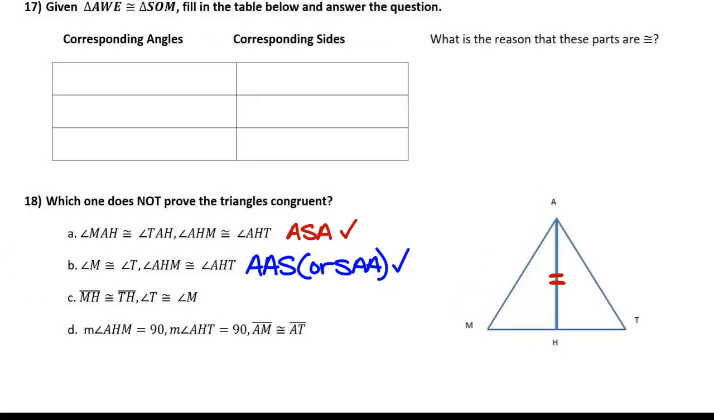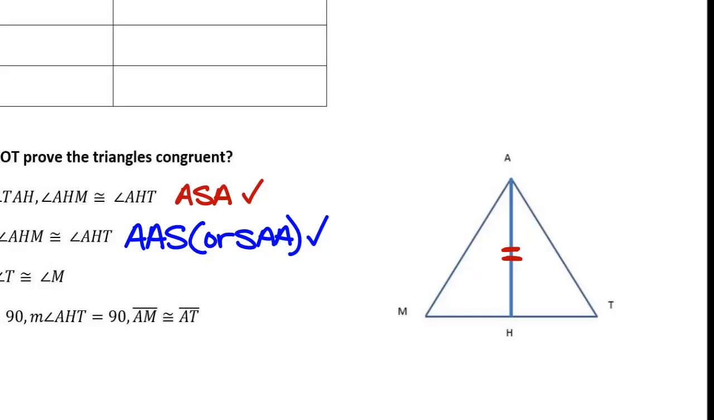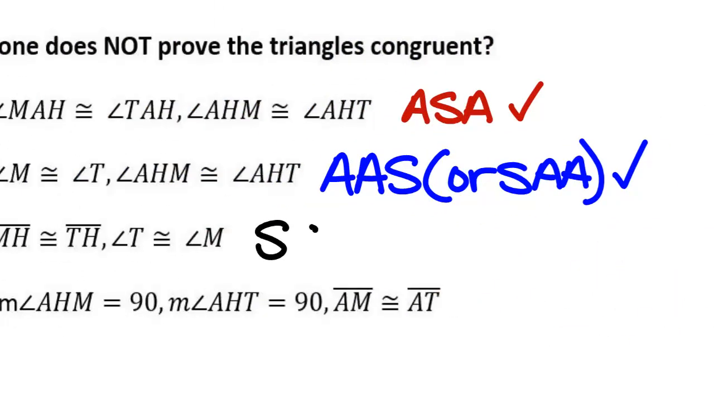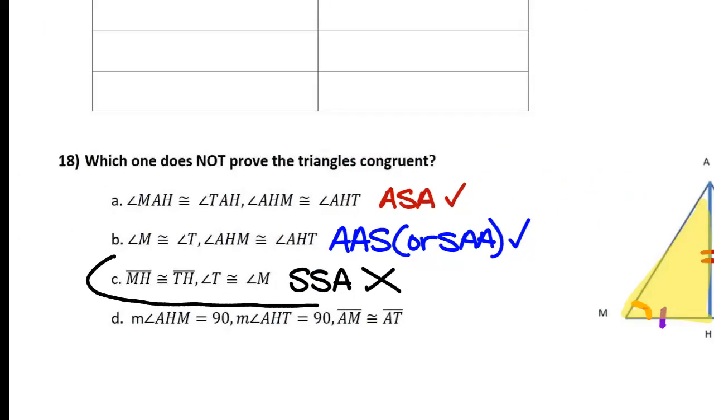Part C, segment MH. Here's segment MH. It's congruent to segment TH right here. And angle T is congruent to angle M. What does that give us all marked up here? Yeah, that's angle, side, side, or side, side, angle. Are we allowed to use side, side, angle? No. So this one is not going to prove the triangles congruent.